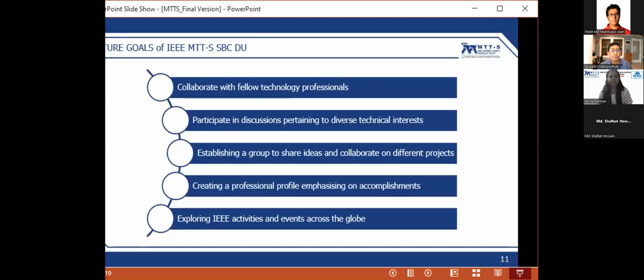Next, I will elaborate our future goals. Our acclaimed IEEE MTT-S student branch has a strong vision and set of objectives. We are committed to learning more about and making progress in the interesting field of microwave technology and other relevant fields like radio frequency, microwave, terahertz technology, radar, wireless sensing, non-contact sensor, signal processing, and telecommunications.